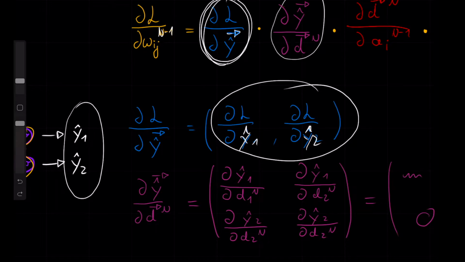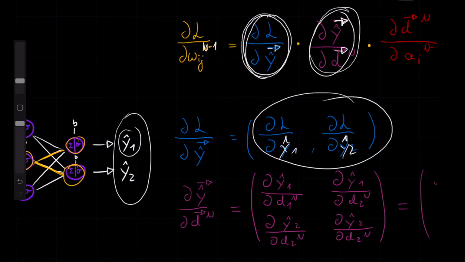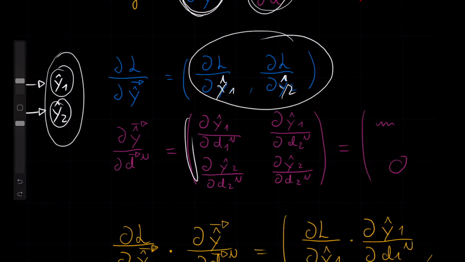And now next up we have here how the activation is affected by the drive. And here you already see two vectors. And so in principle we would have to check each with each. So how is the first activation affected by the first drive? How is the first activation affected by the second drive? And how is the second activation affected by the first and then the second drive? And this is what we see in this matrix here. So 1 with 1, 1 with 2, 2 with 2, and so on.